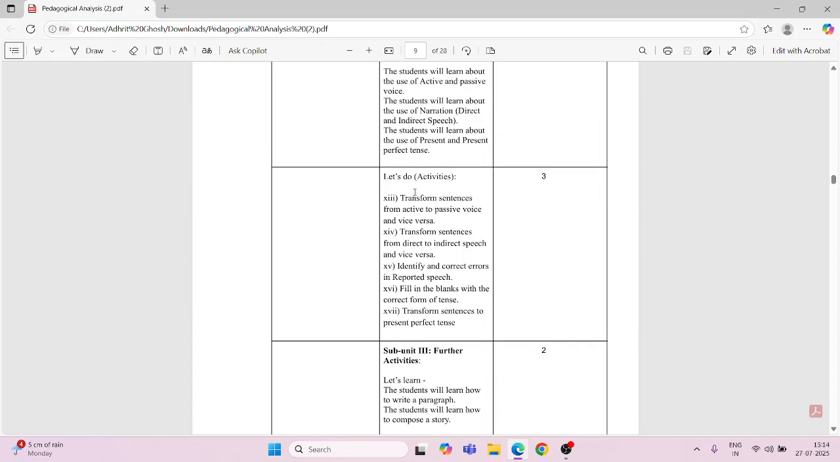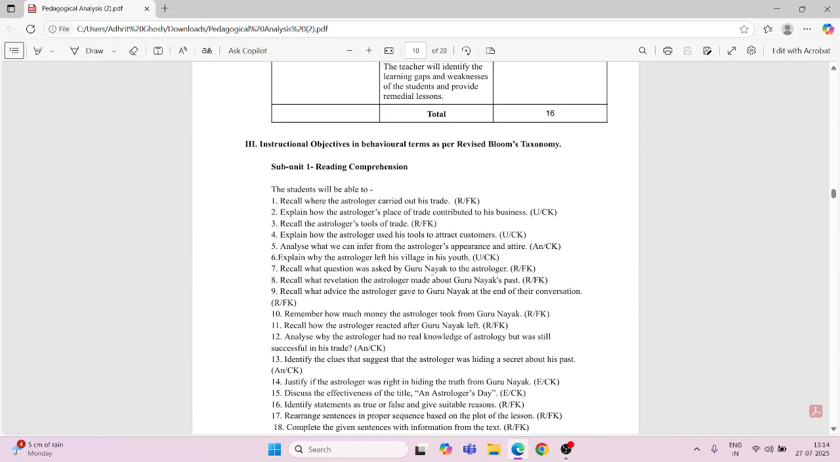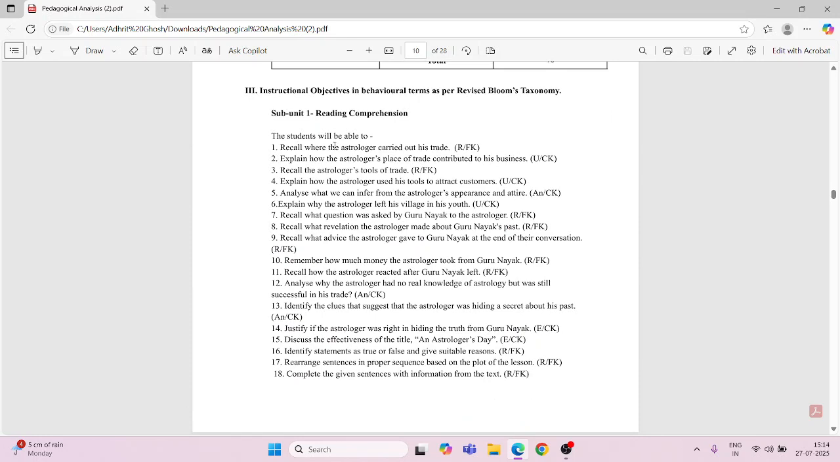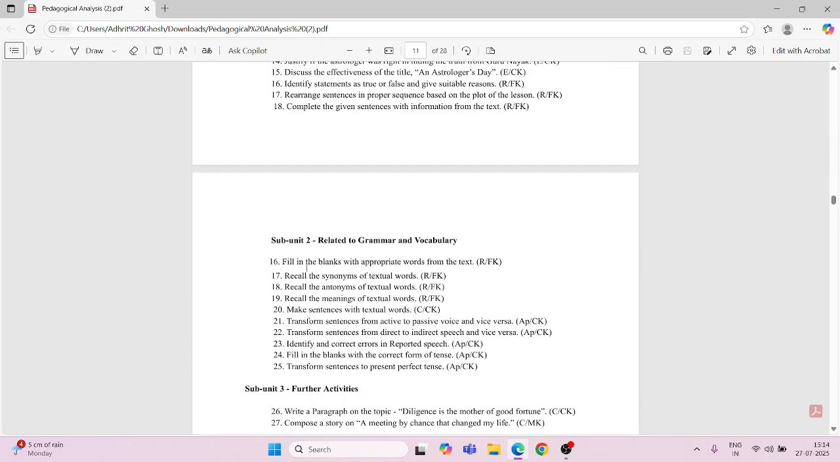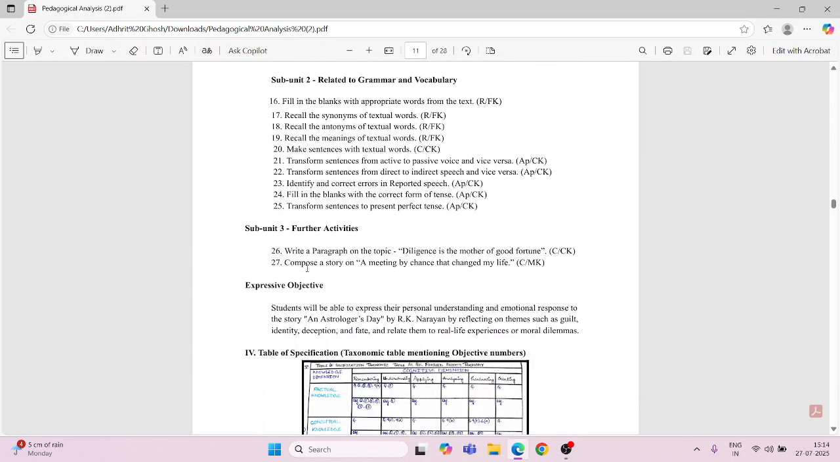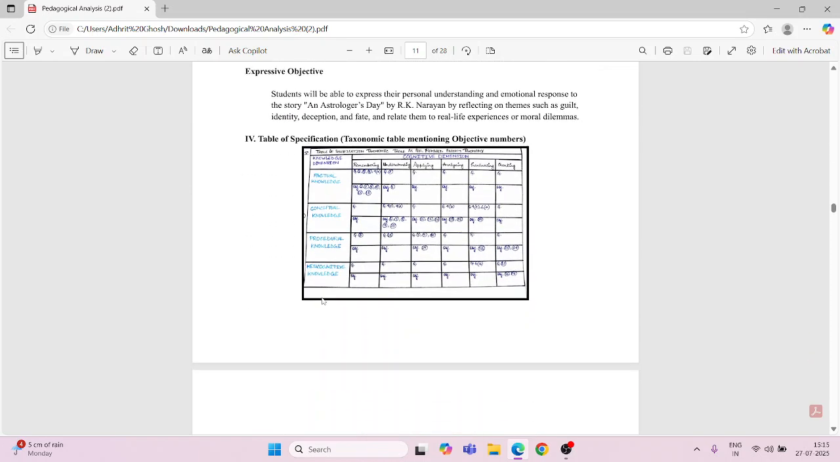Now we move on next to the instructional objectives. So the students will be able to make sure that your action verbs are as per the norms of writing the objectives based on revised Bloom's taxonomy. And on the right hand side, you note down the dimensions, and you divide them under three segments: subunit 1, subunit 2, and subunit 3. And then you put them under this taxonomic table.